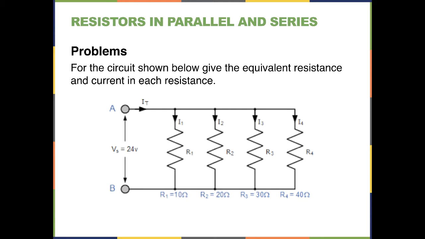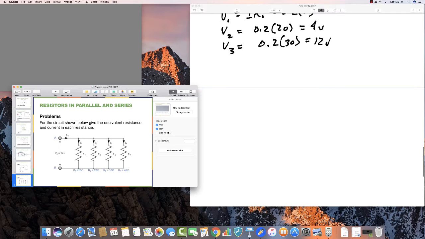Let's take a look at one more problem before we stop on this one. And this one is another simple circuit in the fact that we have now a simple parallel circuit. The question here is what is the equivalent resistance and what is the current at each resistance? We know the voltage at each resistance is constant at 24 volts.